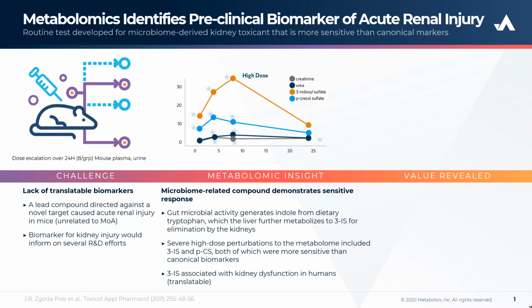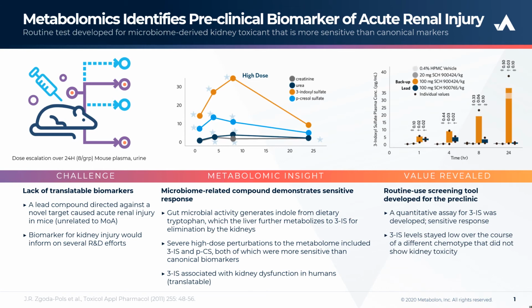So next, the client used this data to develop a targeted assay to screen this compound along with other backup compounds. And this resulted in the identification of different compounds directed against the same target that did not cause renal toxicity. So in conclusion, the metabolomics data revealed high levels of indoxyl sulfate with acute renal failure.